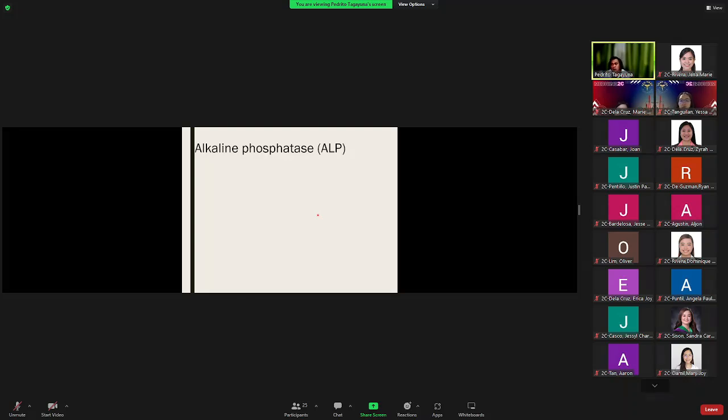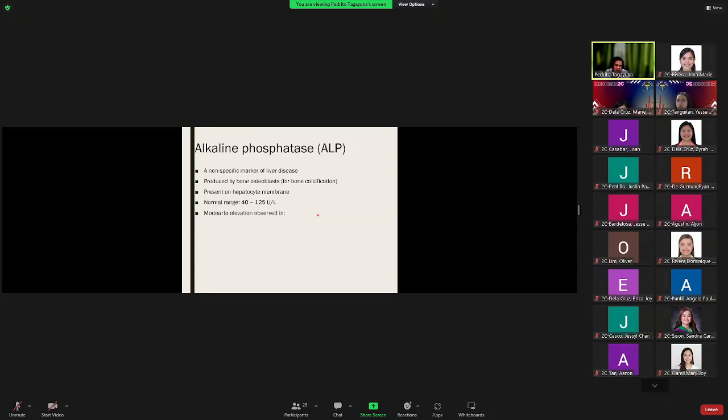Next is your ALP, or your alkaline phosphatase. Alkaline phosphatase is a non-specific marker of liver disease. It is non-specific, but it has its use in the obstructive disease of the liver. So this is also produced in the bone osteoblast and also in the placenta. Okay, so they are present on the hepatocyte membrane. Nasaan yung hepatocyte na yun? Doon near the bile canaliculi.